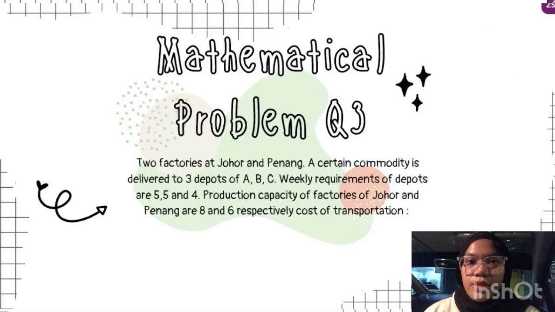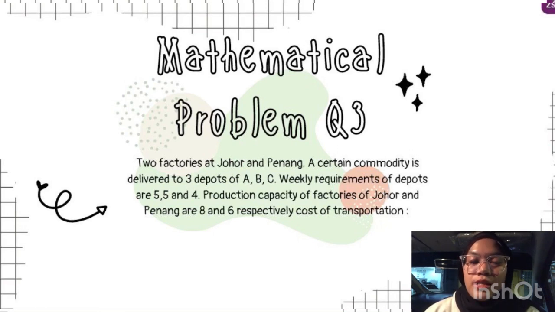So my name is Shazwani. I'll be explaining mathematical problem question number 3, which we choose to solve using linear programming. Okay, so for question number 3, there are 2 factories at Johor and also Penang.